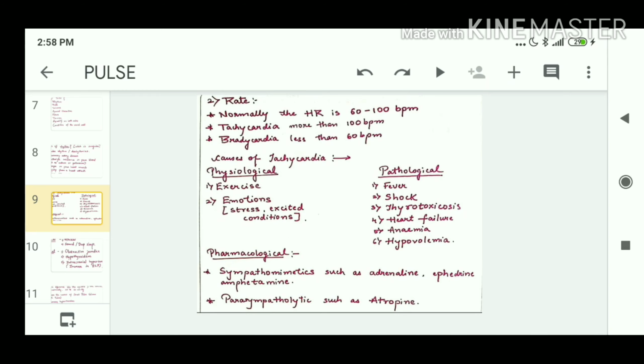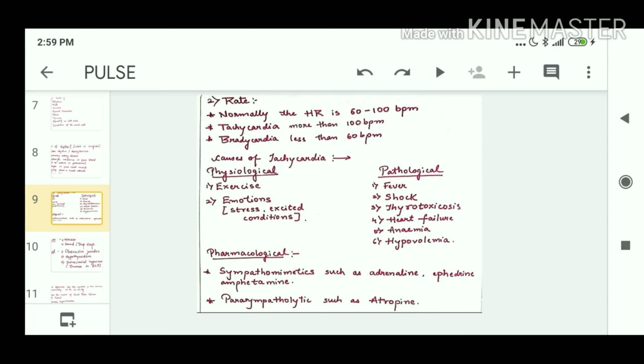Pathological conditions are like fever, shock, thyrotoxicosis, heart failure, anemia, hypovolemia. So these are the pathological conditions where you can find tachycardia. Now pharmacological conditions. If the person uses drugs like sympathomimetics such as adrenaline, ephedrine, amphetamine, and parasympatholytics such as atropine, then by the use of these drugs also, there may be tachycardia in the person.